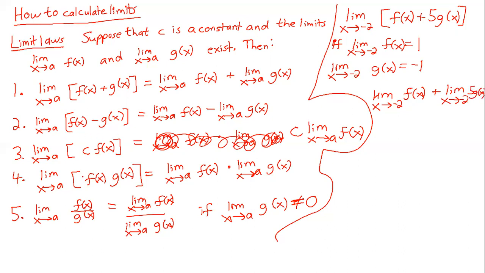Now I'm going to come down here and use this law with the constant. In this law with the constant, c is 5. And so I'm going to pull that out. This is equal to the limit as x goes to -2 of f of x plus 5 times the limit as x goes to -2 of g of x. Okay. And then finally, I can plug in these numbers now. So this one is equal to 1 plus 5 times, and this one is equal to -1. So in total, this is -4. So that's probably about what people used to do.